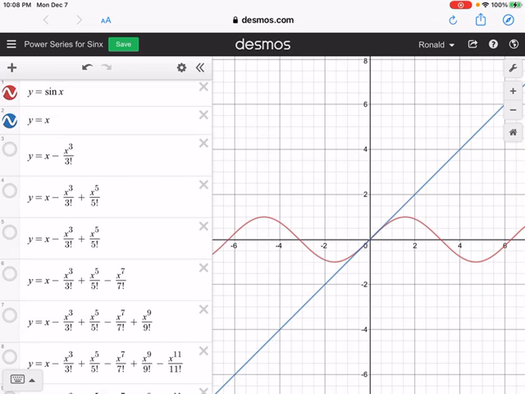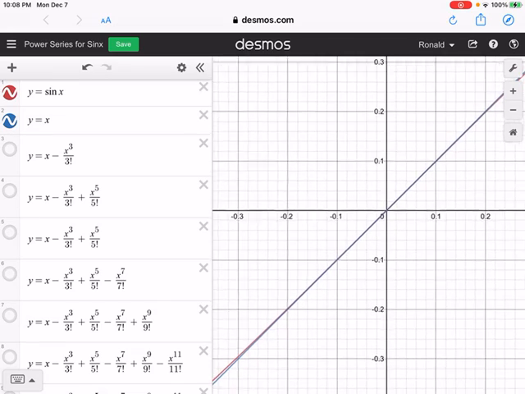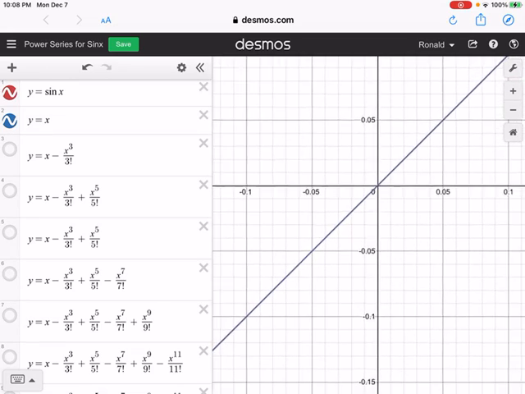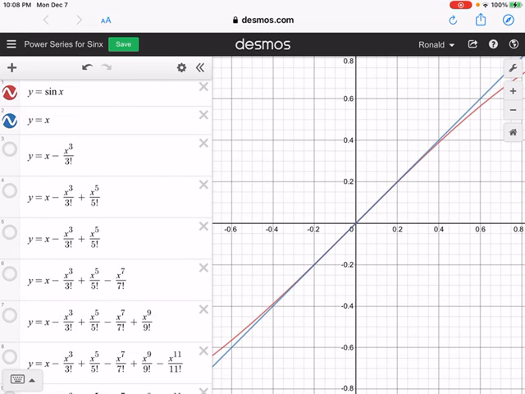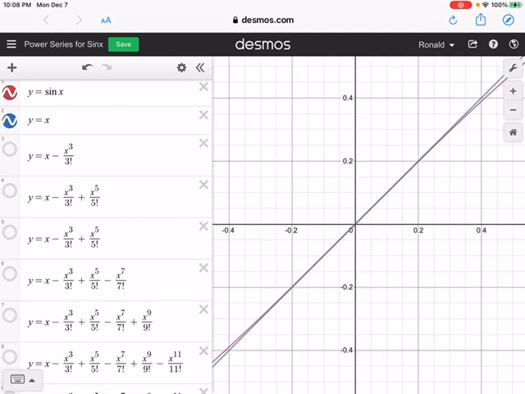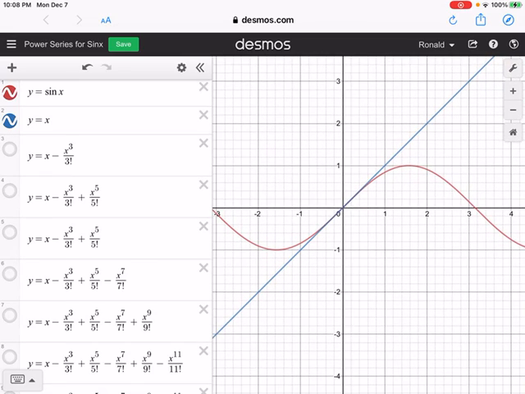And so you can see that the two functions, the sine of x and y equals x, the first term of the Maclaurin polynomial, agree completely at x equals 0. Okay? And for a little bit beyond that, we can zoom in and you can see that the two curves are almost identical, up to approximately negative 0.2 and positive 0.2. So we could say that the first term of the Maclaurin polynomial approximates the sine function, but only over a very, very small interval.